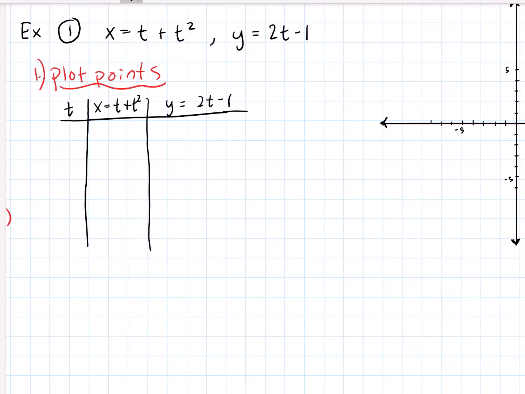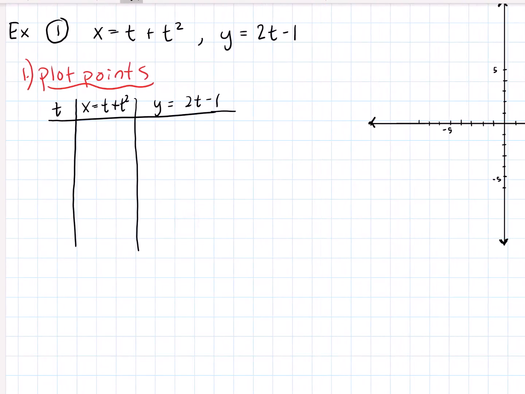And if we're going to plot points, we want to have a variety of points, and if we don't feel like we're getting a good enough graph, then we can always add more points in. But we'll start with, I don't know, let's go -2, -1, 0, 1, 2, and kind of leave it at that and see how we do. See if that gives us enough.